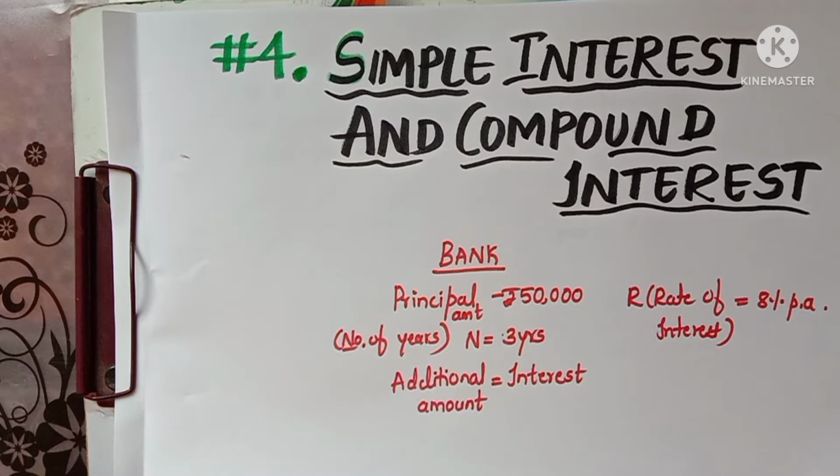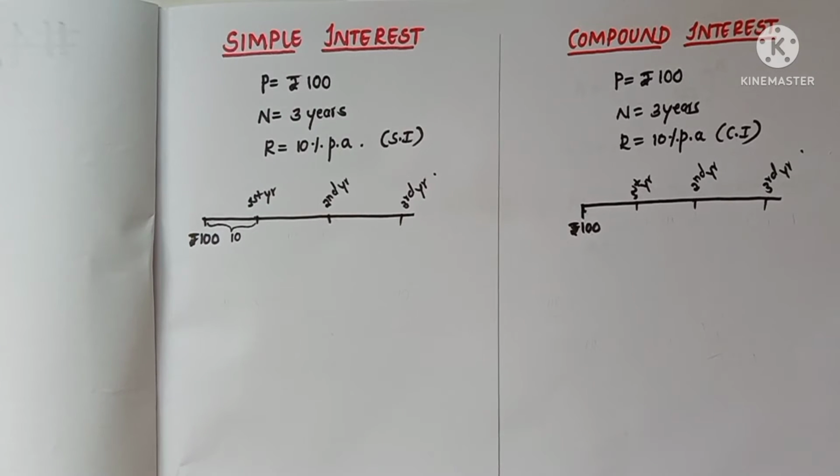So, let me repeat again. The amount or the loan which I have taken from a bank will be the principal amount. The number of years will be N. And the rate of interest will be R. The additional amount which I am going to return to the bank will be the interest. Let us see the difference between simple interest and compound interest.